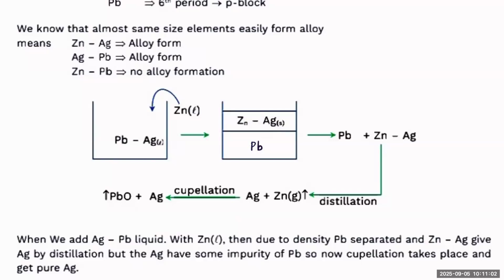And as you start using distillation, this mixture of zinc and silver will come out as vapors, and that can be further condensed, wherein the silver will get separated and zinc vapors will get separated. And this, if you process through cupellation, because now most of the lead is gone, lead is still present, but this time silver might be slightly more than lead. So again through cupellation, you get out silver.